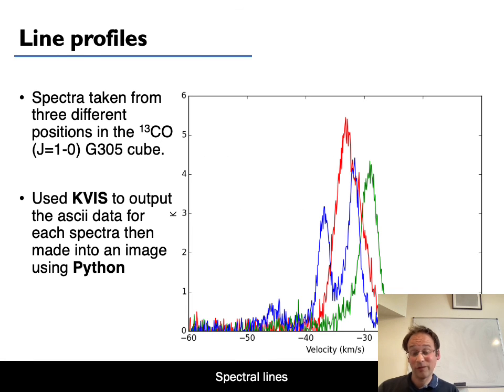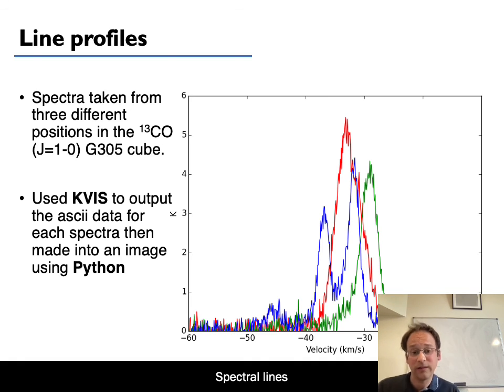Here we have an example of some one-dimensional spectra extracted from the cube at different positions. We've extracted the spectra at given positions within the cube and plotted them on top of each other. You can see that you get some information here about how the gas, in this case carbon monoxide gas in this molecular cloud G305, is distributed in terms of its velocity at different positions within the cloud and within the cube.